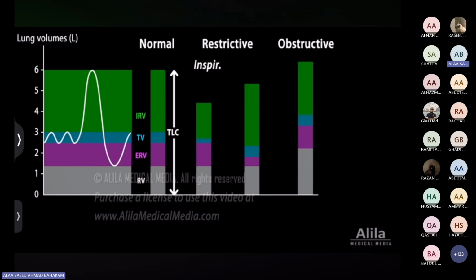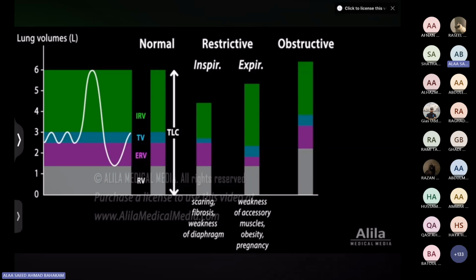Restrictive lung diseases can be inspiratory or expiratory. Inspiratory restrictive are conditions in which lung compliance is reduced, limiting lung expansion when inhaling. This can happen either because the lungs become stiff as a result of scarring or fibrosis within lung tissues, or the respiratory muscles are too weak to inflate the lungs. Expiratory restrictive is when exhalation volume is limited due to weakness of accessory muscles involved in deep exhalation. Restrictive lung diseases are associated with decreased lung volumes, or total lung capacity, TLC.